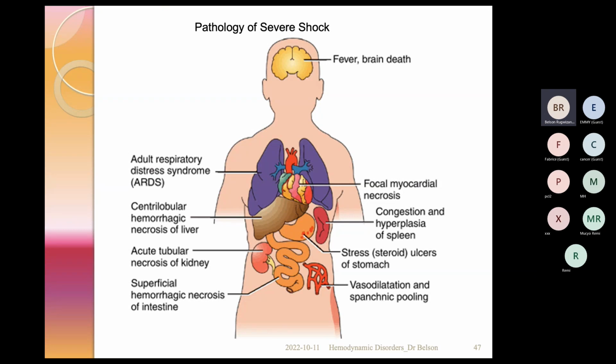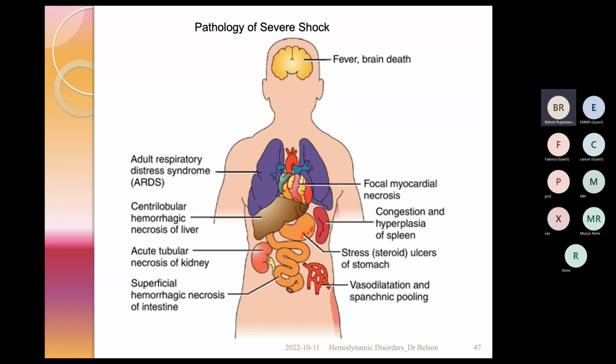So here we have the pathology of severe shock. Severe shock: because the brain has gone some time without blood, it can suffer brain death. Also fever, because we know that it is regulated by the hypothalamus. That is the reason.